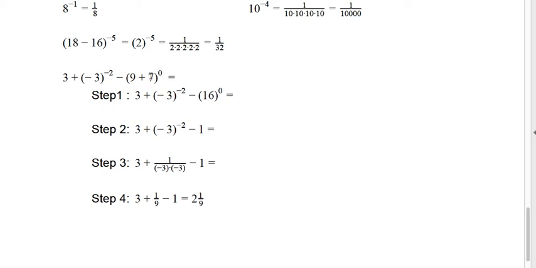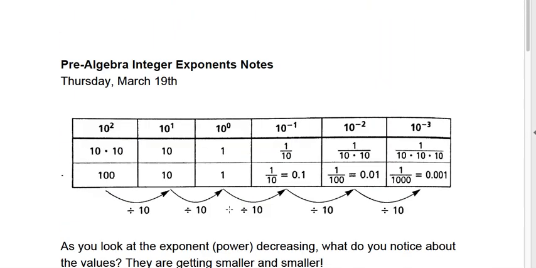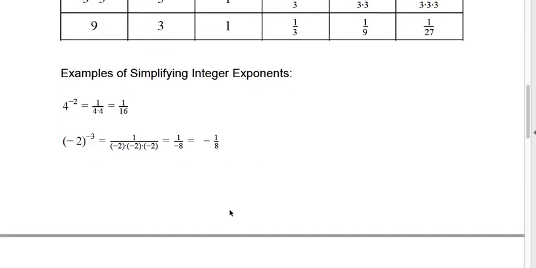So I started here by simplifying 9 plus 7, which is 16. And then I took 16 to the 0 power, which is 1. For my next step, I cleaned up what was in here, which is negative 3 to the negative second power. So that's 1 over negative 3 times negative 3, which is positive 9. When I cleaned up everything, got rid of all the exponents, it's 3 plus 1/9, which is just 3 and 1/9. And then you subtract 1 from that. So it's just 2 and 1/9. Okay, that's a lot, but I promise watching the videos will help.